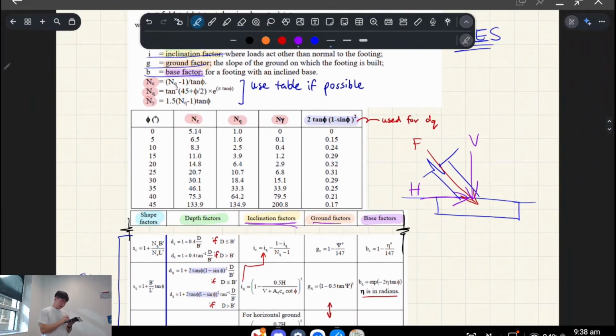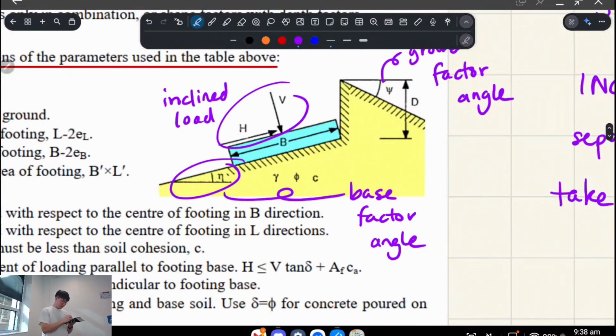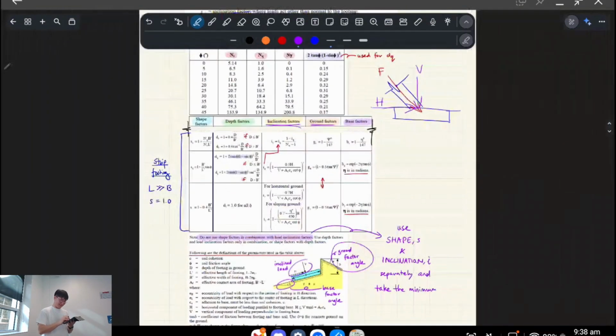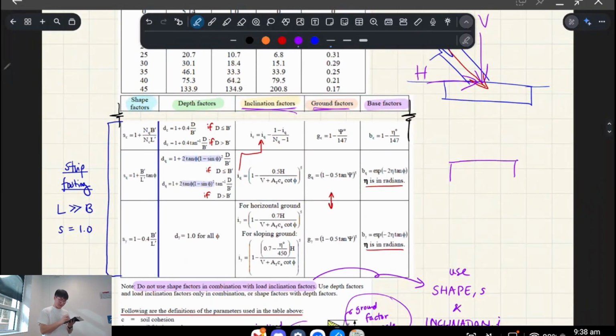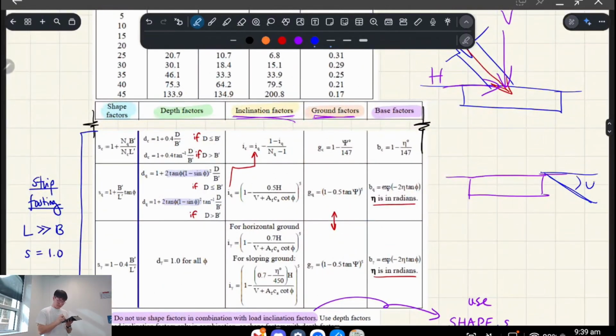Okay, another thing is the ground factor, which is to do with the slope of the ground on which the footing is built. In other words, this one, okay? So basically, if you have a foundation like this, and the ground next to it has an excavation, that angle, I think it's psi, is related to your ground factor, right? If you have an excavation, it takes away a bit of the confinement next to the footing because the soil is on a slope over there.